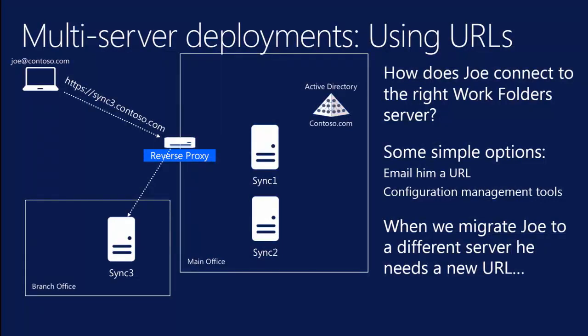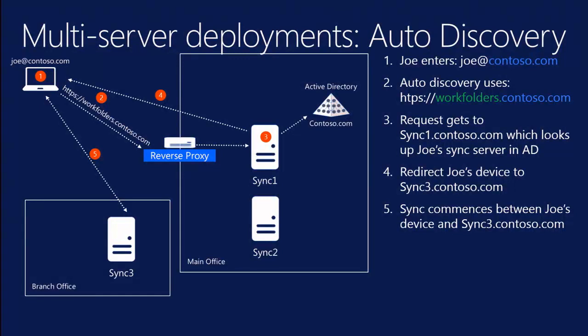And I'll talk about it in a second, but I don't want to say that using a URL is bad. It's okay. If you're able to say all the sales guys go to this URL, all the finance guys go to that URL, that would work fine. It's a very, very simple solution. Work Folders supports that. If you want to go a notch higher, Work Folders also supports a simple auto-discovery. And the way this works is as follows. You need to specify somewhere in Active Directory which sync server the user should go to.